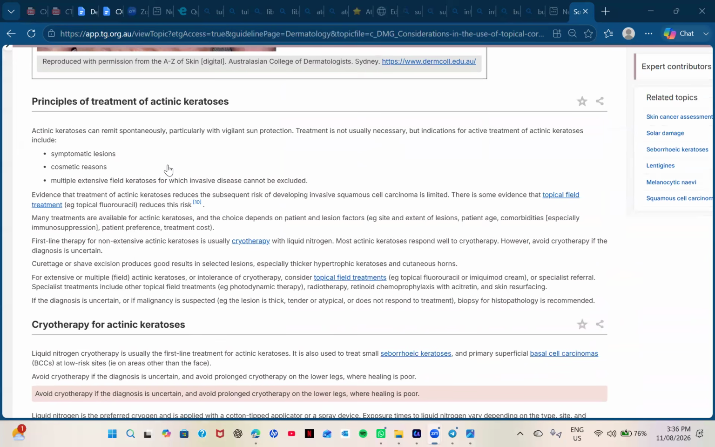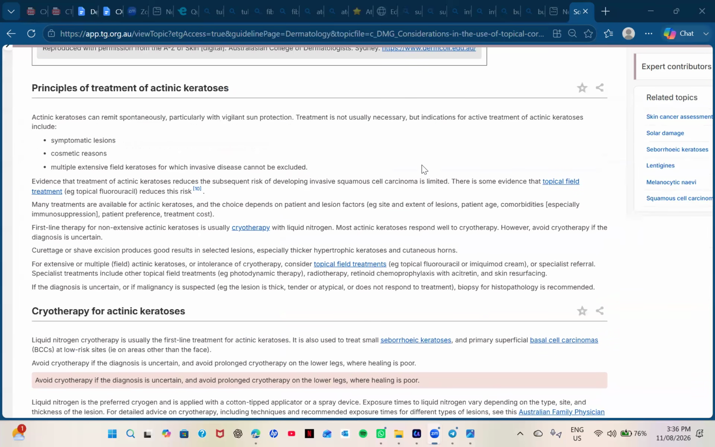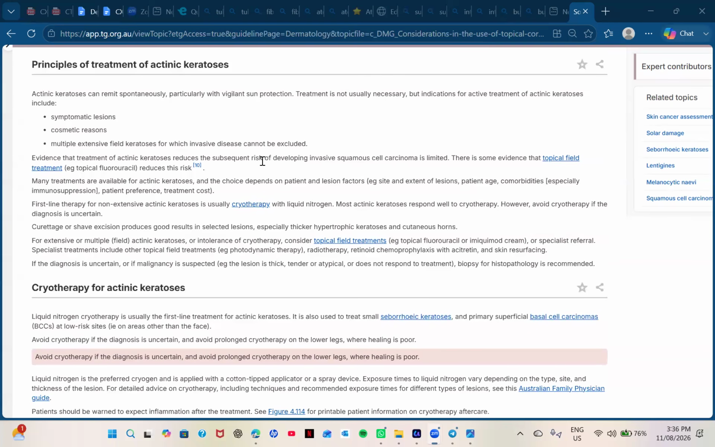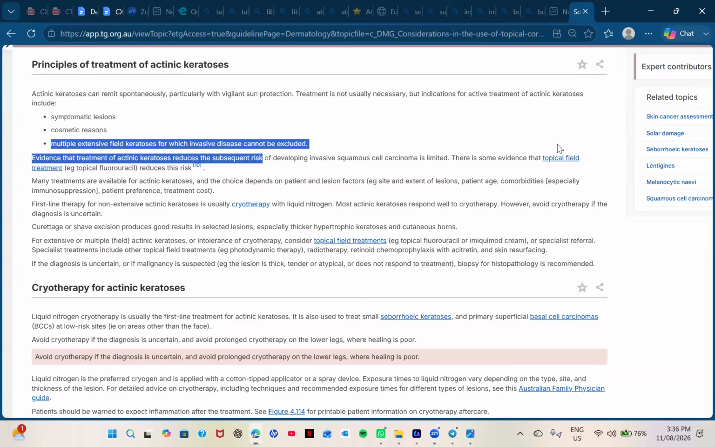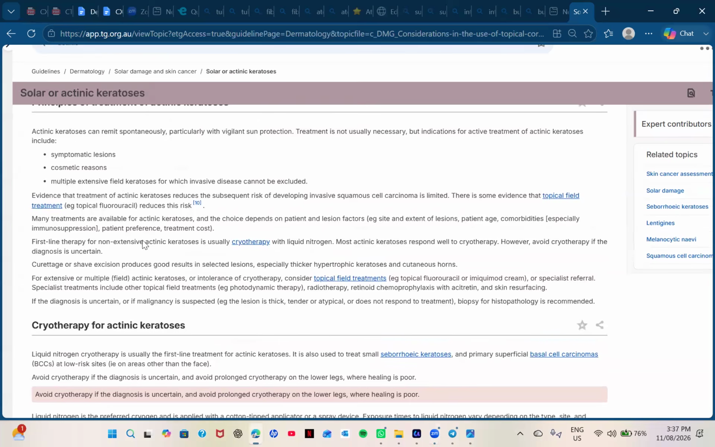Actinic keratosis can regress spontaneously, particularly with vigilant sun protection. Treatment is not usually necessary, but the indications for active treatment include symptomatic lesions, cosmetic reasons, and multiple extensive field keratosis, where invasive disease cannot be excluded. So you have the topical field treatment. What can you use? You can use topical fluorouracil to reduce the risk.